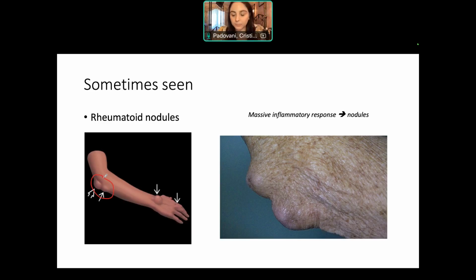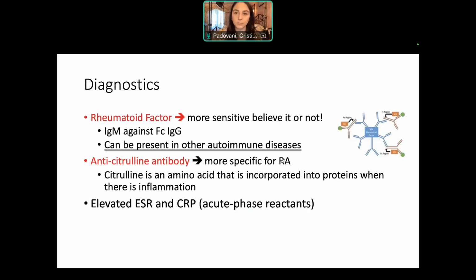You can see them on the hand. I've seen rheumatoid nodules get asked, and think about anything that has a place where it can sit on a surface. Usually it's going to be by the elbow joint on the back. Okay, so you can see rheumatoid nodules there. But this is again just a massive inflammatory response causing nodules. Again, this is sometimes seen, especially in vignettes, but usually you can figure out the answer based on everything else that they give you. All right.